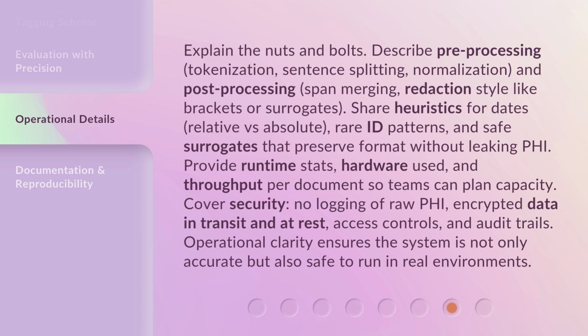Provide runtime stats, hardware used, and throughput per document so teams can plan capacity. Cover security: no logging of raw PHI, encrypted data in transit and at rest, access controls, and audit trails. Operational clarity ensures the system is not only accurate, but also safe to run in real environments.